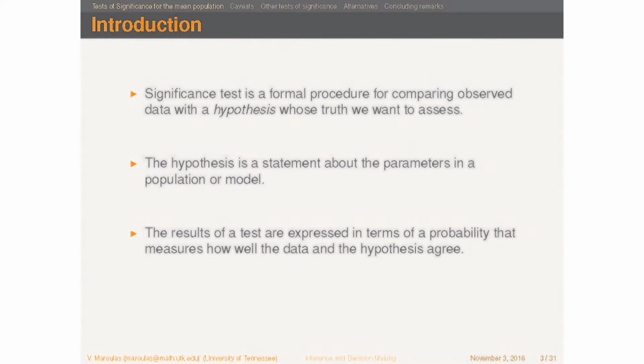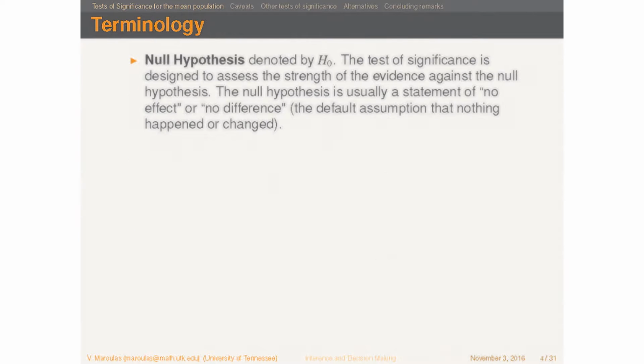So anyway, a test of significance is basically a formal procedure for comparing observed data with a hypothesis whose truth we want to assess, okay? So the hypothesis is a statement about the parameters in a population or model, okay? And the results of a test are expressed in terms of a probability that measures how well the data and the hypothesis agree, okay?